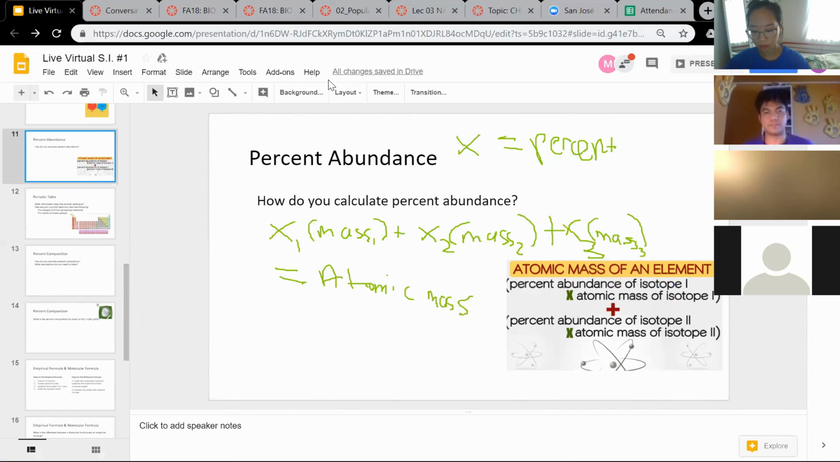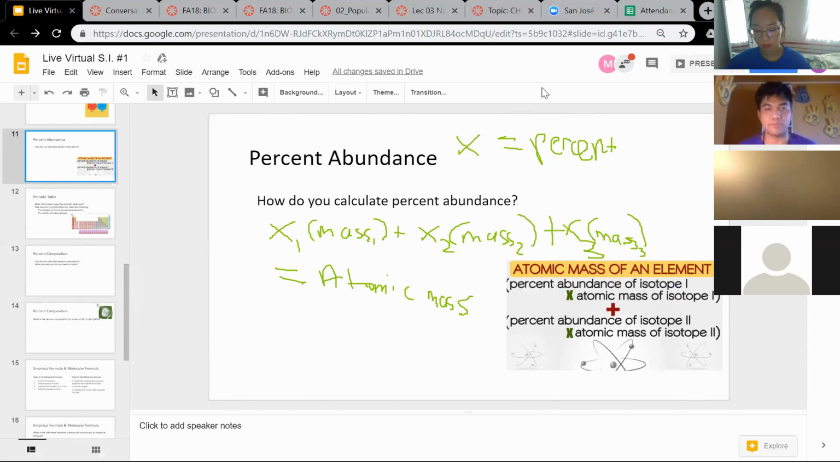So that's it. If you only have 2, then you just do X1 times mass 1 plus X2 times mass 2 to get your atomic mass. And if you have a third one, then you just incorporate that third factor. However, if you were given the atomic mass and the masses of each, then it's just a little bit of algebra. You just have to figure out the percent of each of these little X's.